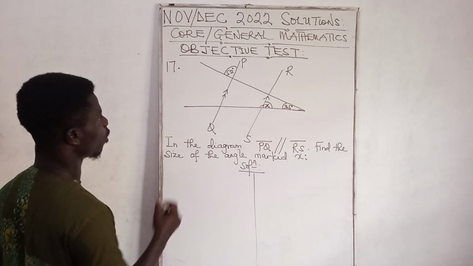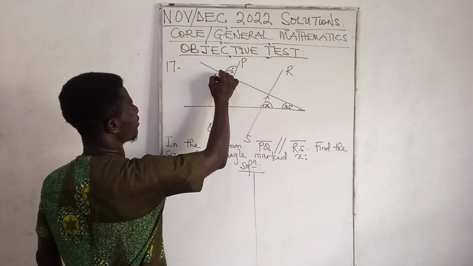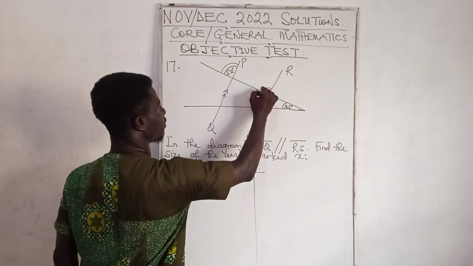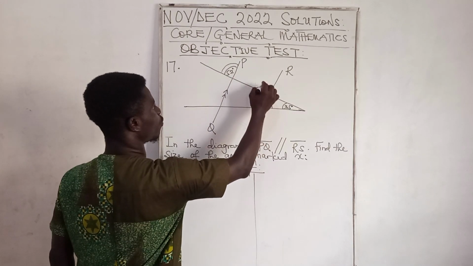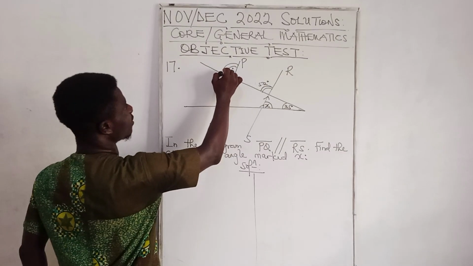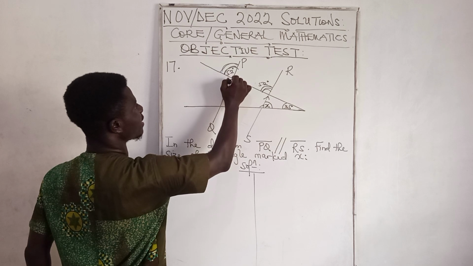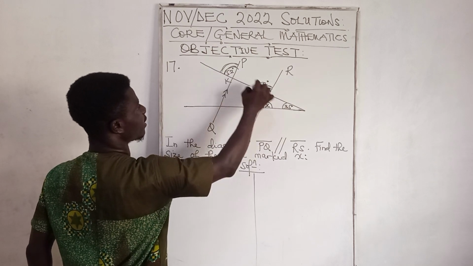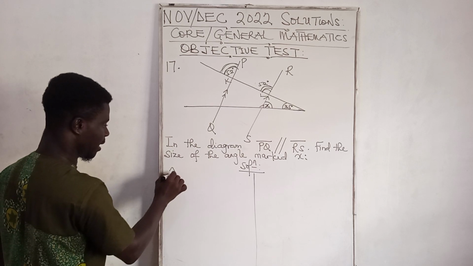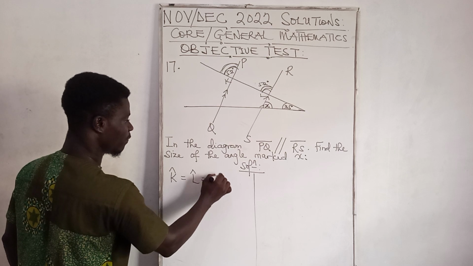So now, with this, I can say that this angle here corresponds to this angle here. So here will be what? 52 degrees. This angle corresponds to this angle here. So I can denote here as, let's say, angle K. Then here, let's say angle L. So I can say that angle K is equal to angle L, which is equal to 52 degrees.